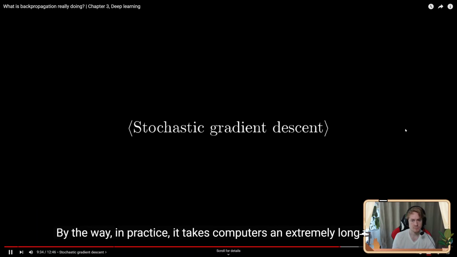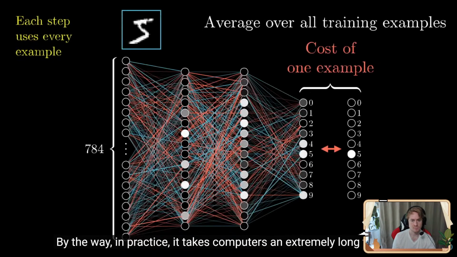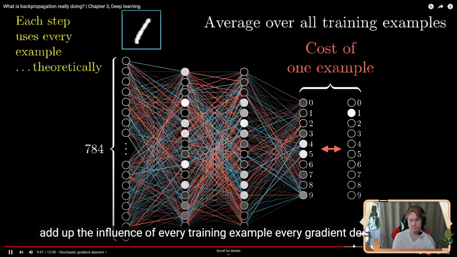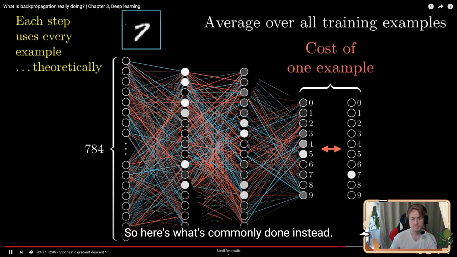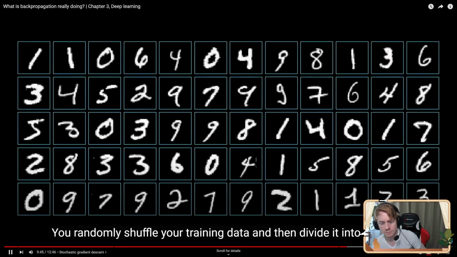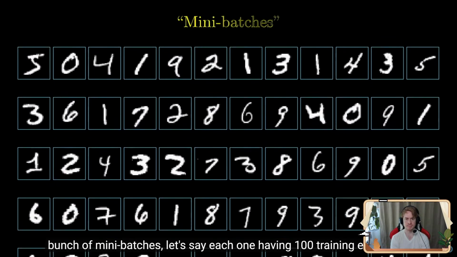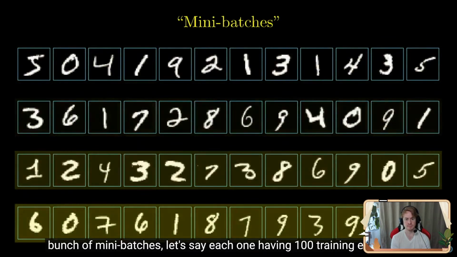By the way, in practice, it takes computers an extremely long time to add up the influence of every single training example, every single gradient descent step. So here's what's commonly done instead. You randomly shuffle your training data and then divide it into a whole bunch of mini batches, let's say each one having 100 training examples.